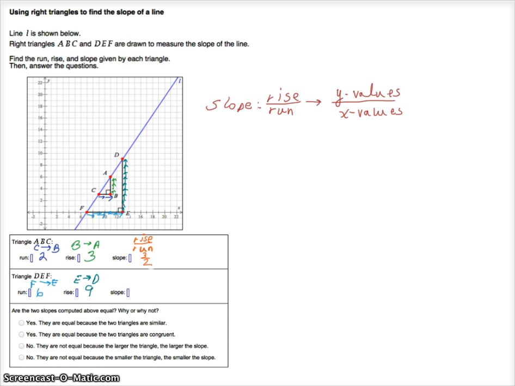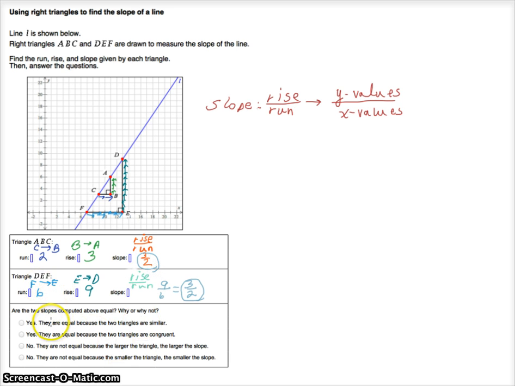And we know that we can find slope by computing the rise over the run. So our new slope is going to be 9 over 6, and 9 over 6 reduces to 3 over 2, so our slope is going to be 3 over 2. Both of our slopes are 3 over 2.